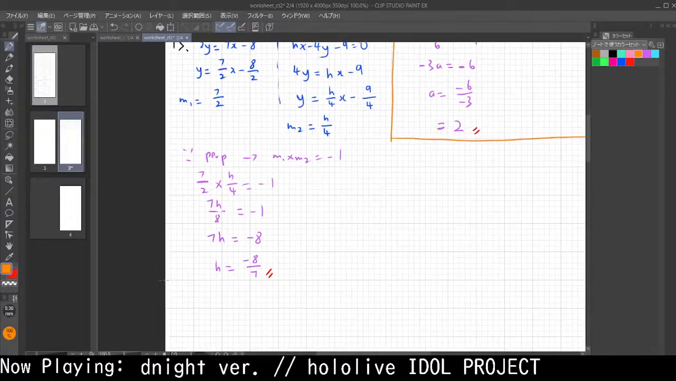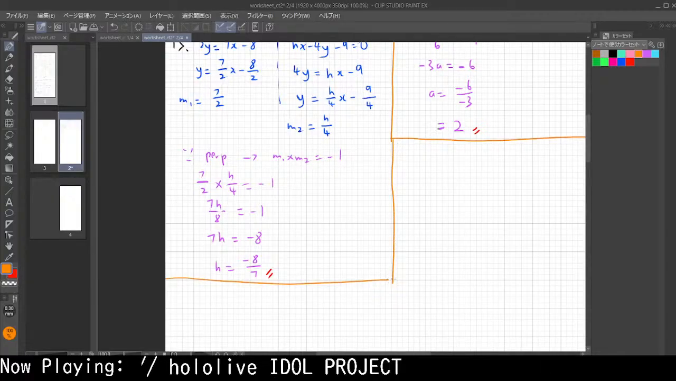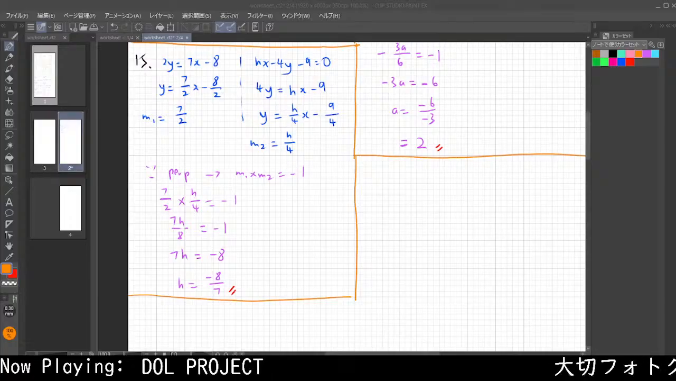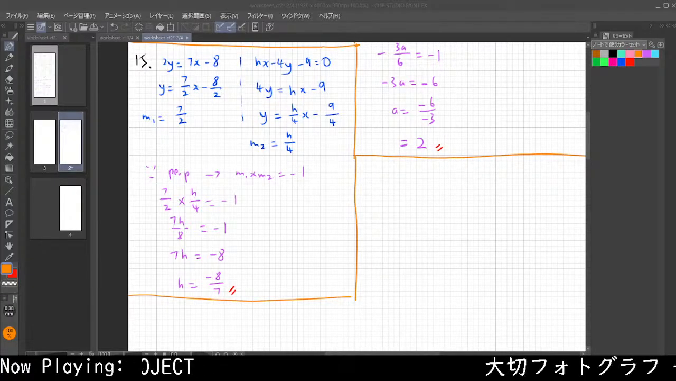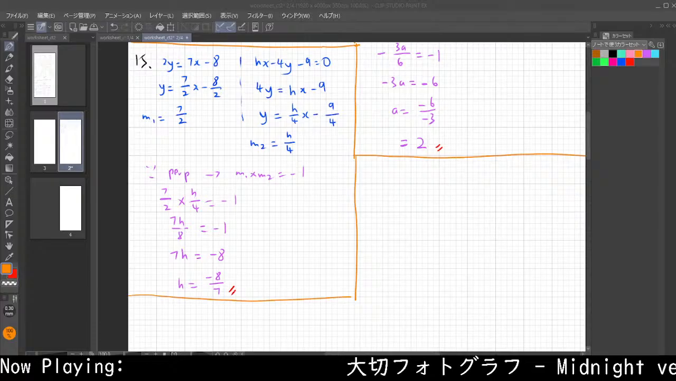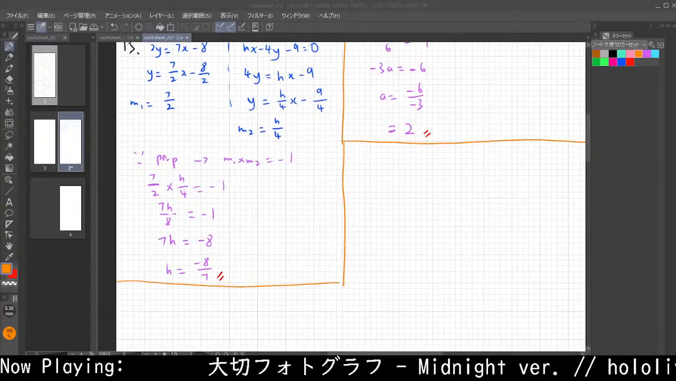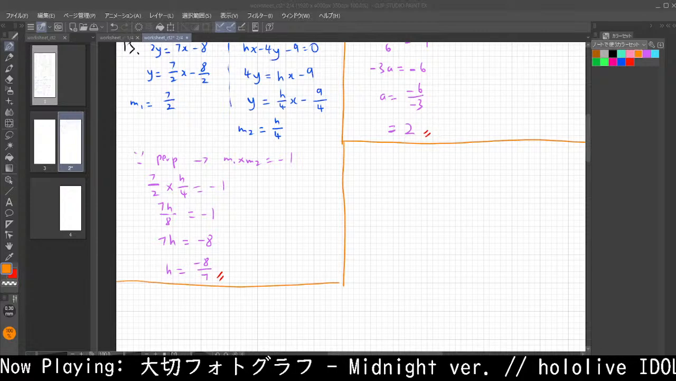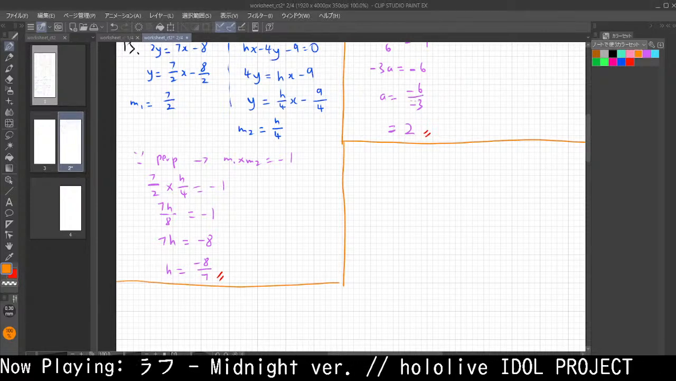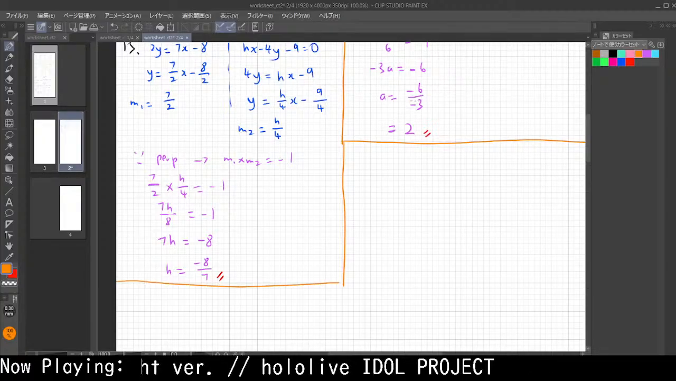Anyway, 15 done. Barricade it off. 16, same thing. 16 is more like 16 to 18, 16 to 19 will require you to form new equations. So 16 says form a new equation of a straight line that's parallel to the line, blah blah, passing through the point, blah blah.